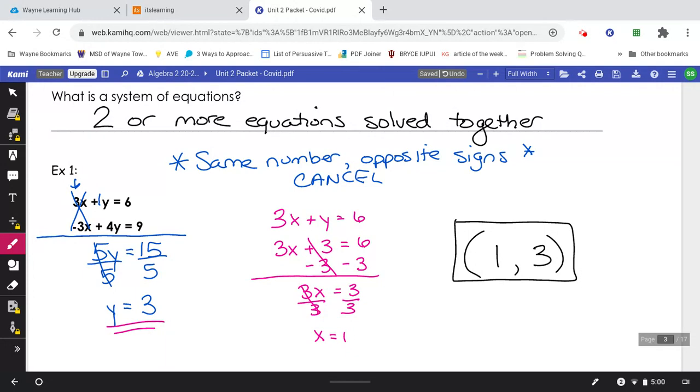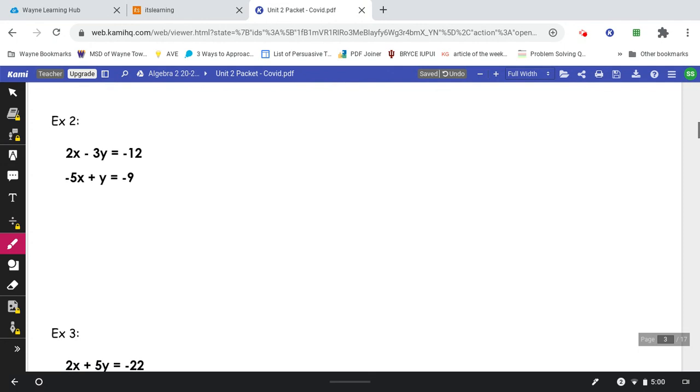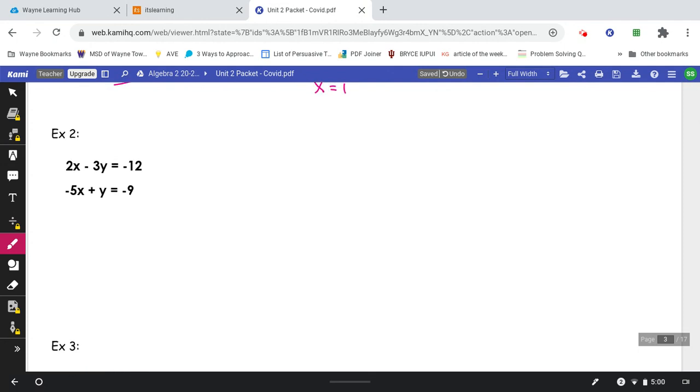Let's take a look at our second example. When I look at my numbers, I look at the x's. Those are not the same number, so I can't cancel them. I look at the y's. Again, not the same number, so I can't cancel them. So then I'm kind of stuck. What I'm going to need to do now is find a number that either the x's or the y's have in common, and change the equations in order to become those numbers.